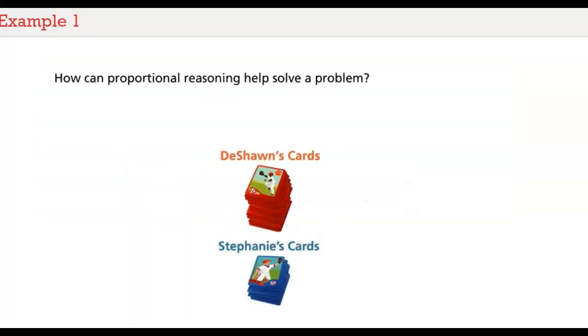How can proportional reasoning help solve a problem? Think about whether a problem involves a proportional relationship before you apply your knowledge of proportions and ratios to solve it. So let's see whether you can use your knowledge of ratios and proportions to solve this problem.